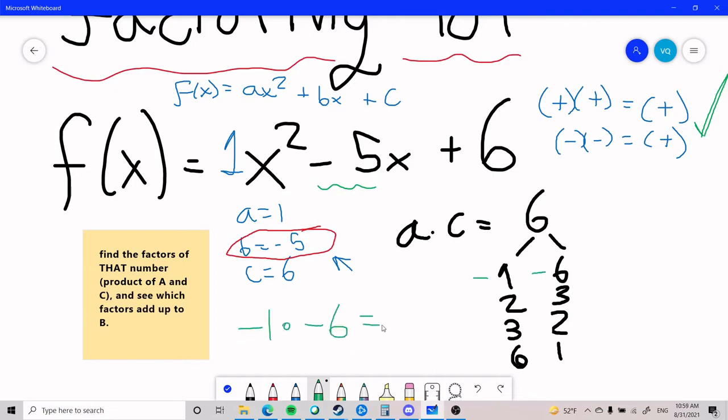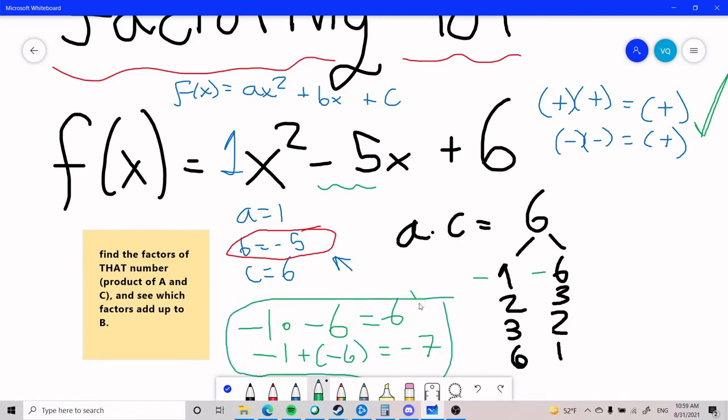So if I do, for example, negative 1 times negative 6, I end up with 6. But if I go ahead and add negative 6 and negative 1, I'm going to end up instead with negative 7. And so this combination of factors fulfills the role of giving you the main number that you need when multiplied, but when combined, does not give you the b, okay?